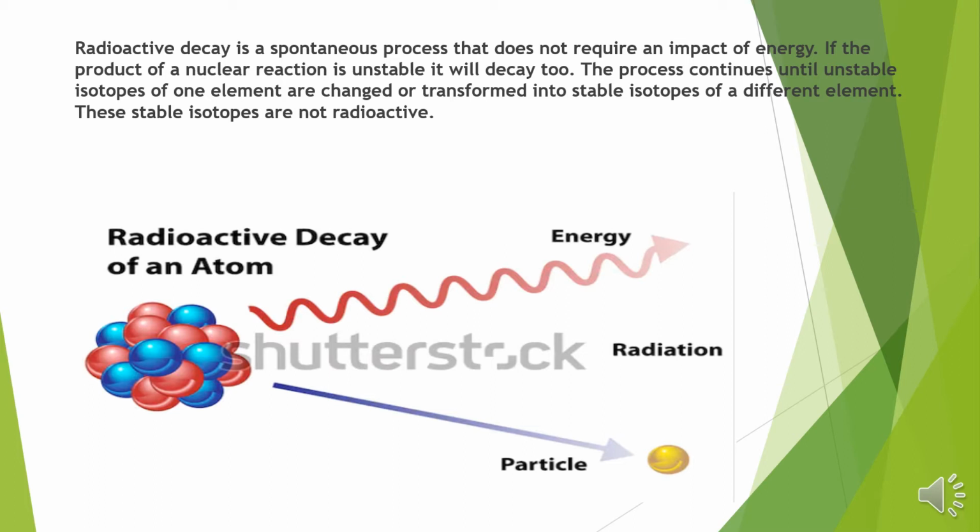So, radioactive decay is a spontaneous process that does not require an input of energy. If the product of a nuclear reaction is unstable, it will decay too. So what do we mean by decay? Here, the unstable atom will become more stable by emitting radiation. So we say it decays or changes into a different element.